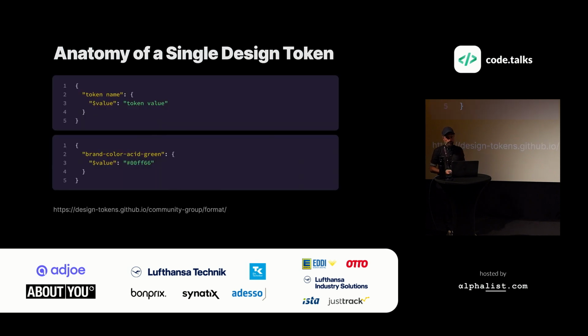That's how a token looks like right now in their specs. A token has a name, and in its simplest form, it has a value. A property value and the assigned value.